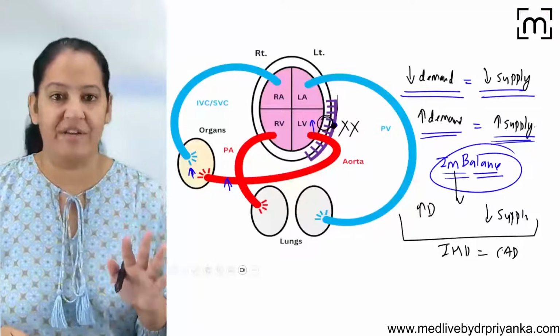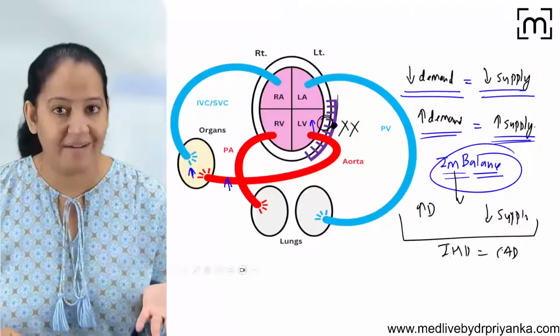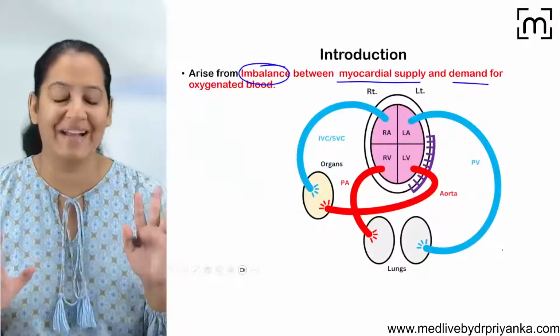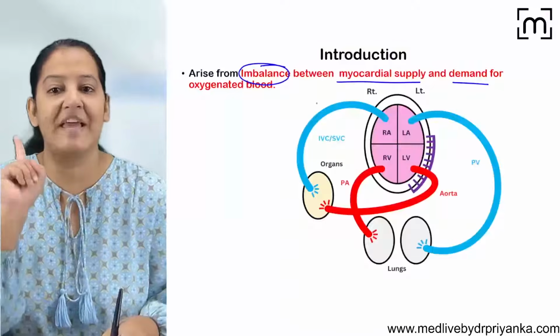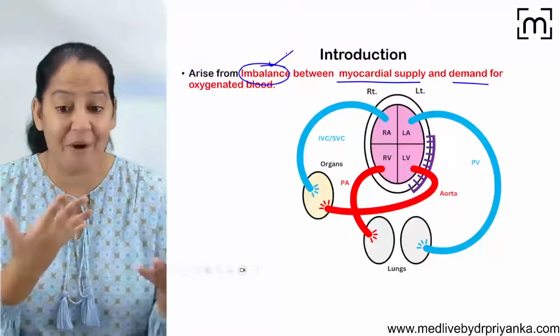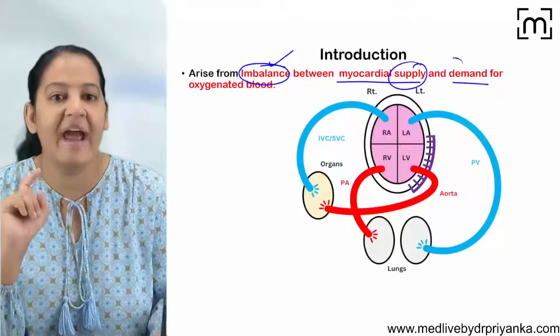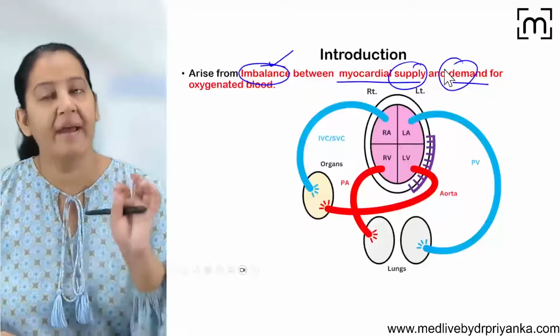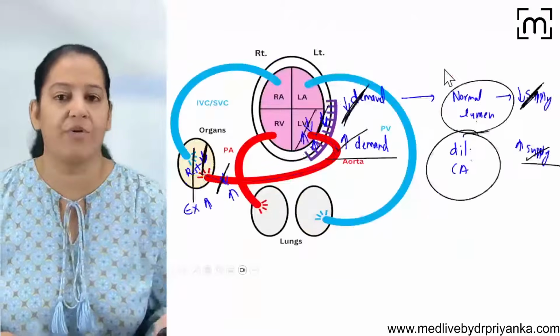So this is the definition. The definition is very simple to learn, but it is difficult to understand, but I tried my best to help you in understanding. So what is the definition? The definition is imbalance. Imbalance between what and what? Between the demand and supply of the myocardium. Whenever there is an imbalance between demand and supply, it will lead to ischemic heart disease or coronary artery disease.